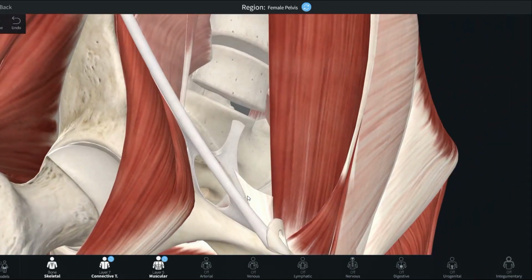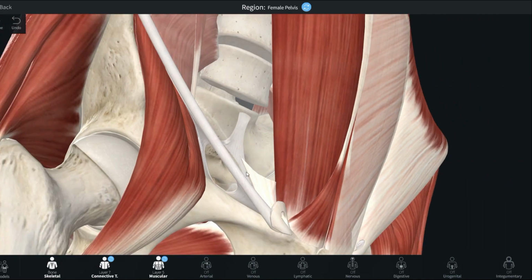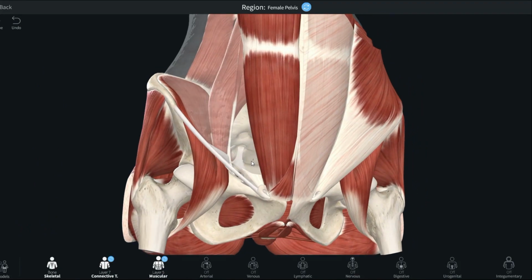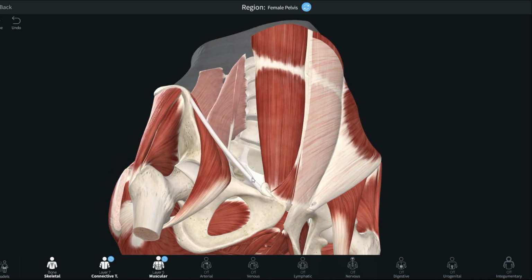No problem. But only in the medial part, since the lacunar ligament is present medially. This is the inferior view, by the way. So only in the medial part, the lacunar ligament is actually present, and that is forming the floor of the inguinal canal, right?